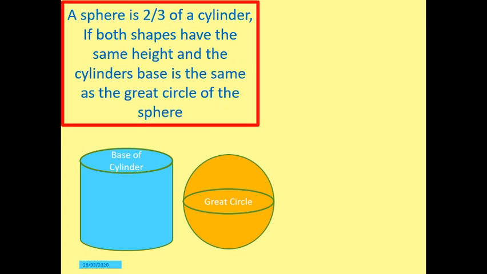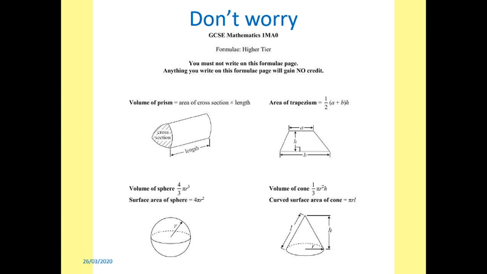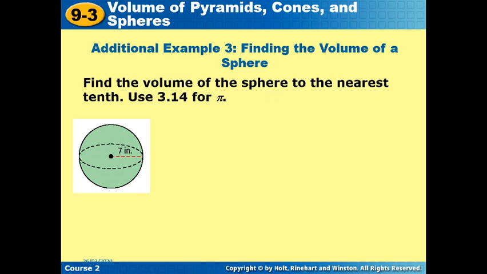Now, because we know the sphere is 2/3 of the cylinder, I take the volume of the cylinder and times that by 2/3. So 2/3 times 2 pi r cubed, and that's just going to be 4/3 pi r cubed. Now that's the formula for every sphere in the world. If you don't get how I derived it, that's fine. All you have to do is 4/3 pi r cubed.